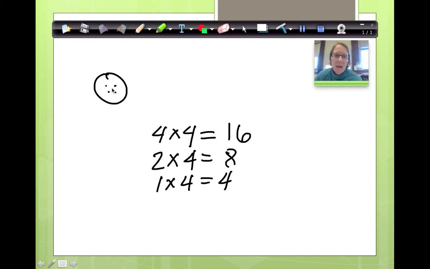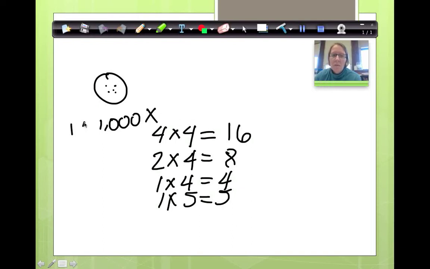What if you change it, you add another dot? What do you have? You have one group of 5. And what does that equal? 5. What if you put 1,000 dots in there? Or you have one group times 1,000 dots. What would it equal? It would equal 1,000 dots.